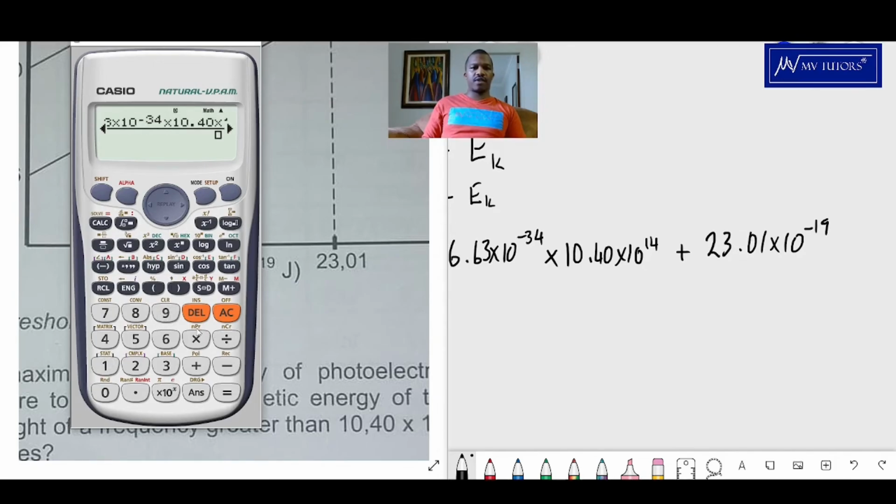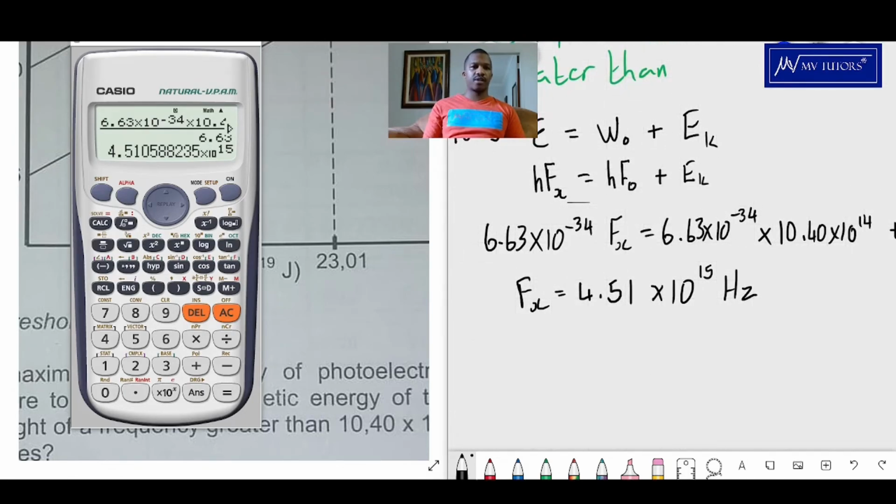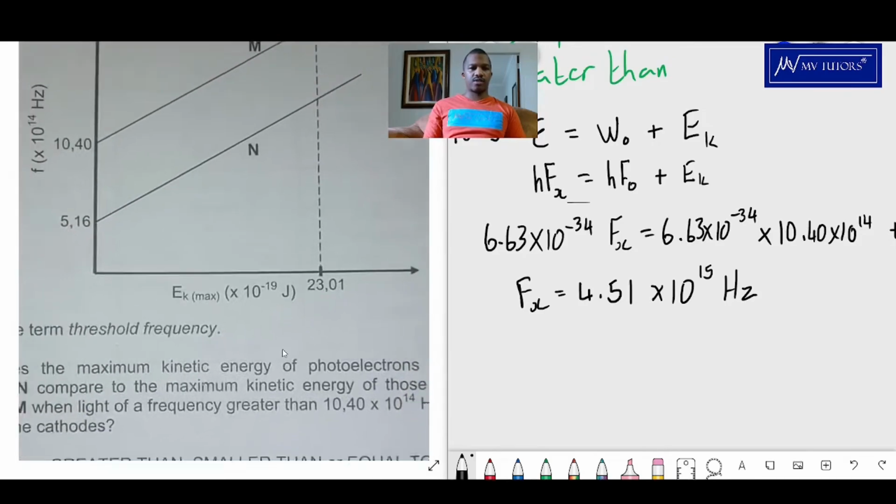And then we come downstairs with dividing by 6.63 times 10 to the power negative 34, because that's the constant. Okay, that's our final answer. Our fx then is 4.51, I'll do it in 2 decimals, times 10 to the power 15. And what's the unit of frequency? It is hertz. Okay, so there we go. We're done with 10.3. Let's go see the next question then.